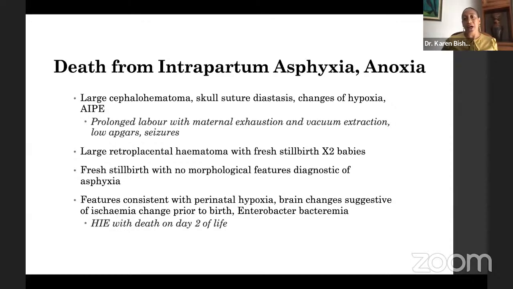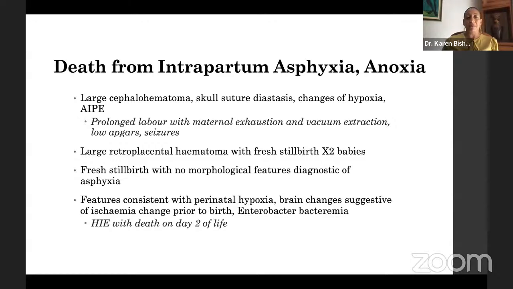So if there were no abnormalities, I would not classify them here because their death could be related to prematurity. But with a large hematoma, I opted to put them here. We could have further discussion on that.